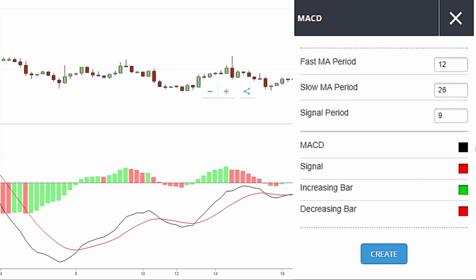12, 26, and 9 are the MACD parameters, which are usually the default settings. This is how you would interpret them based on what we said. The 12 represents a moving average of the previous 12 bars. The 26 represents a moving average of the previous 26 bars. And the 9 represents a moving average of the difference between the two moving averages above.